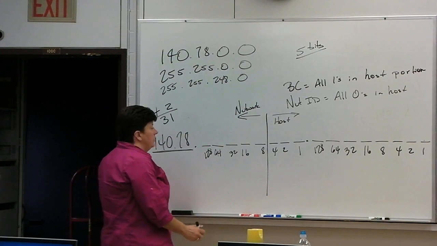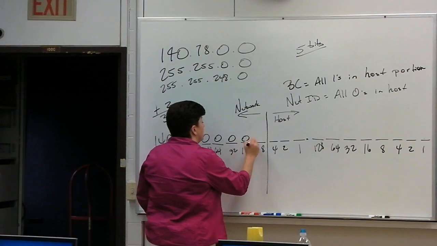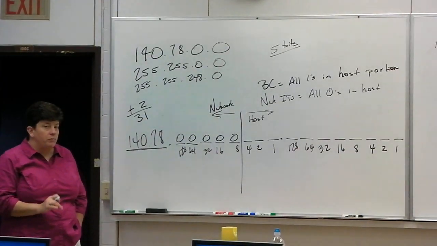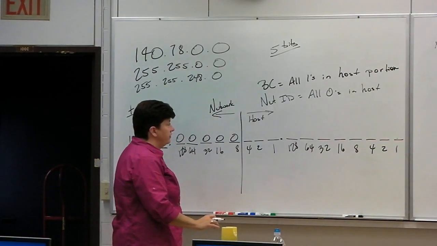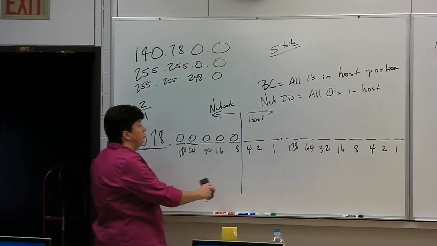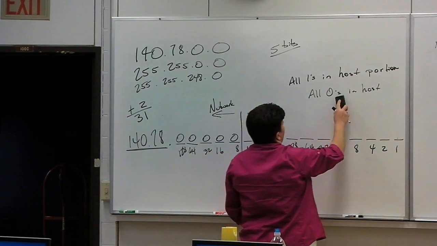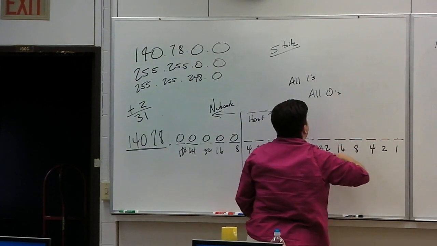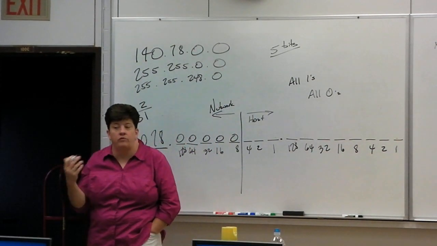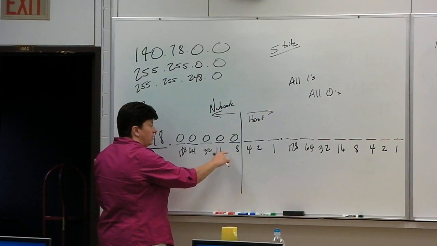Now, I am not allowed, if I put all zeros in the network portion, it is not allowed. Okay? Not valid. So I'm going to get rid of these identifiers. I'm just going to talk about the things that I'm not allowed to use. Not allowed: all ones, all zeros. It doesn't matter if it's in the network portion or the host portion. I'm not allowed to use them. So this isn't valid.